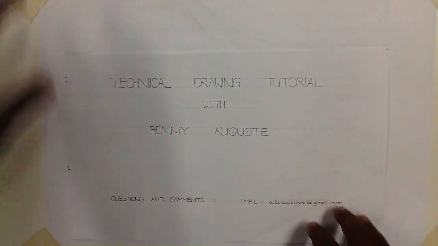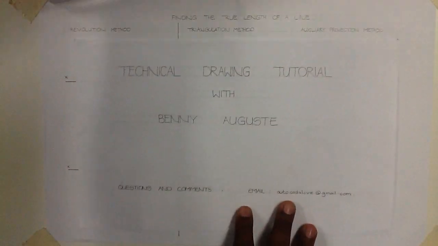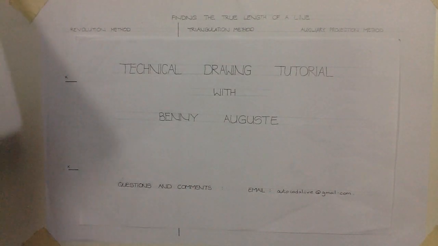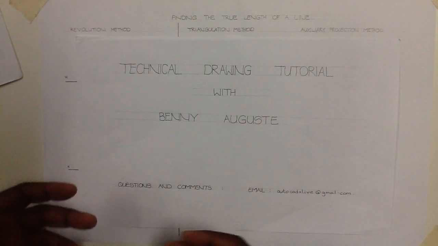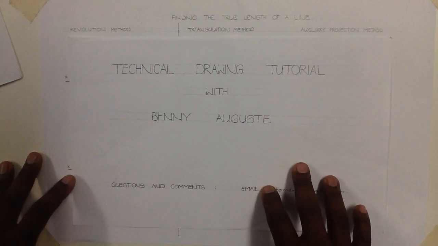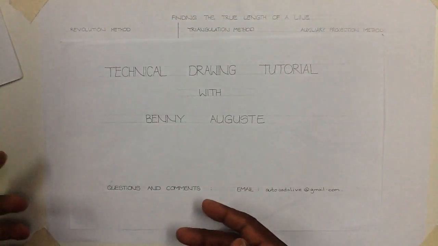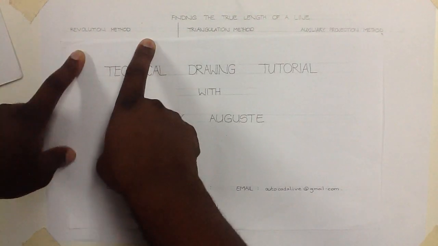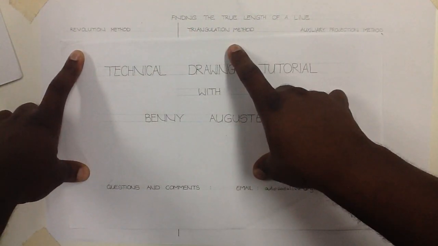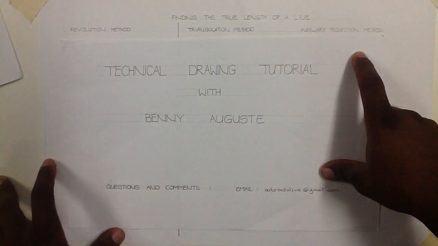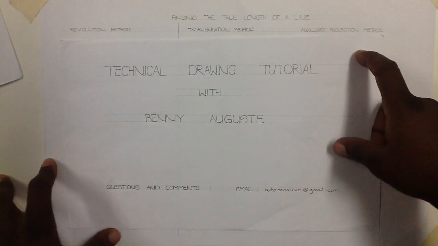So in this tutorial we are going to be doing the simple task of finding the true length of a line. There are three methods that can be used to find the true length of a line, and the first that we're going to look at is the revolution method. The next is the triangulation method, and the other method that can be used is the auxiliary projection method.